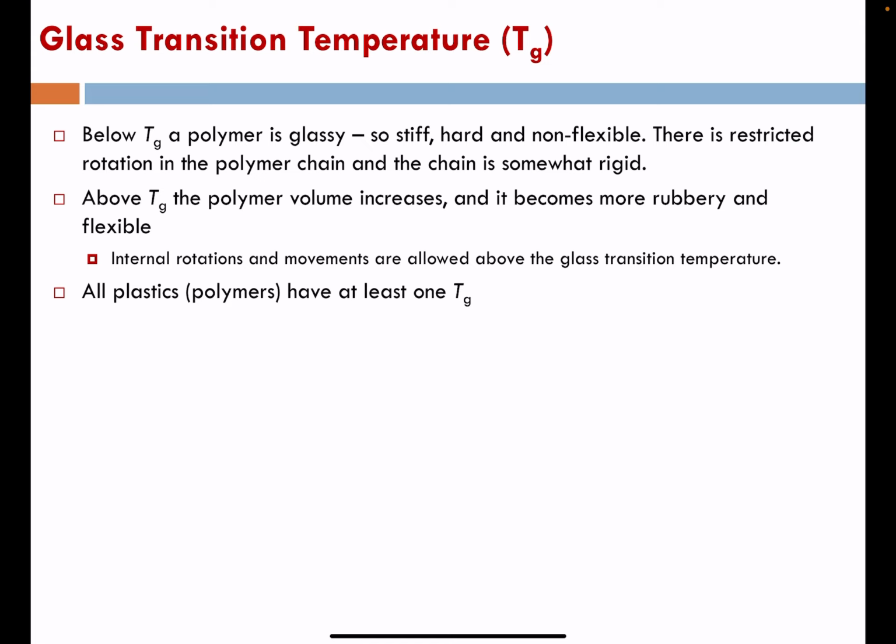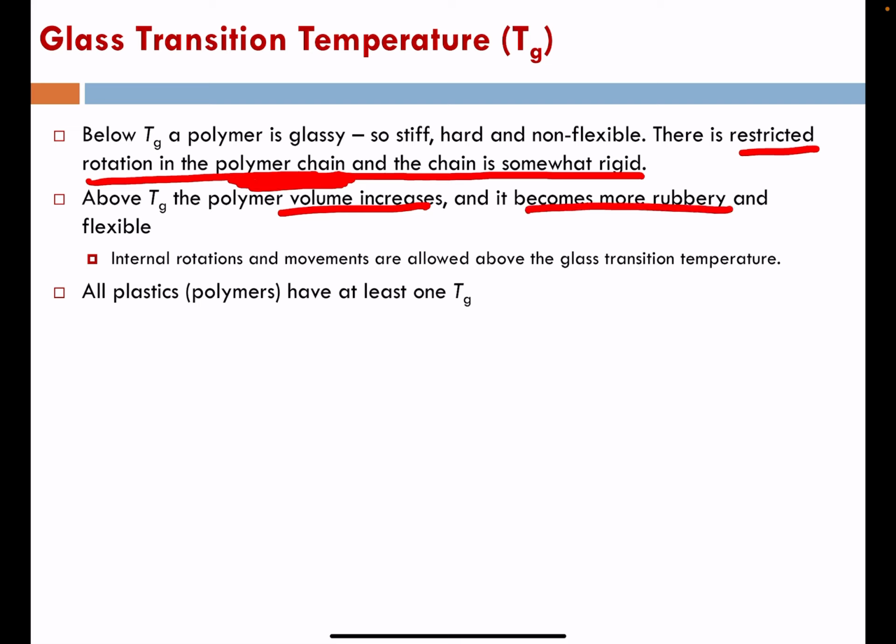So, as we mentioned, below the TG, the polymer is glassy, stiff, hard, and non-flexible. And this is owing to the fact that there's restricted rotation in the polymer main chain, and the chains are somewhat rigid. Okay, so the main chain is restricted against rotation motion. Above the glass transition temperature, we know that the volume increases and we start to access a more rubbery and flexible state. And this can only be had if there's internal rotations and movements that are allowed. And typically, many repeat units move in concert or in unison together, like the main segment of a snake as it moves across the floor. It's also known that all polymers have at least one TG.